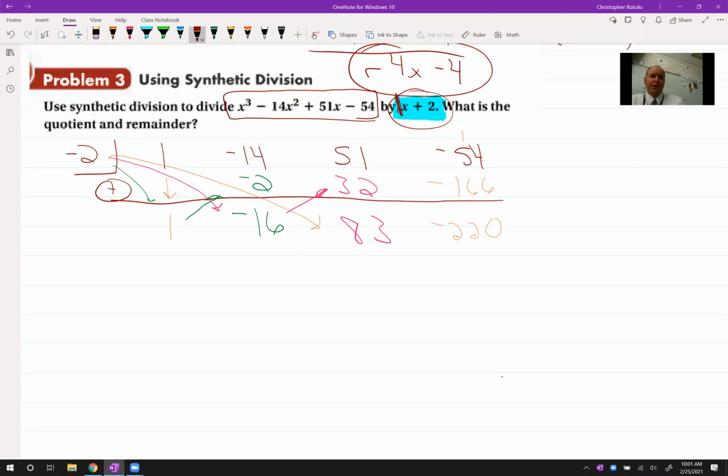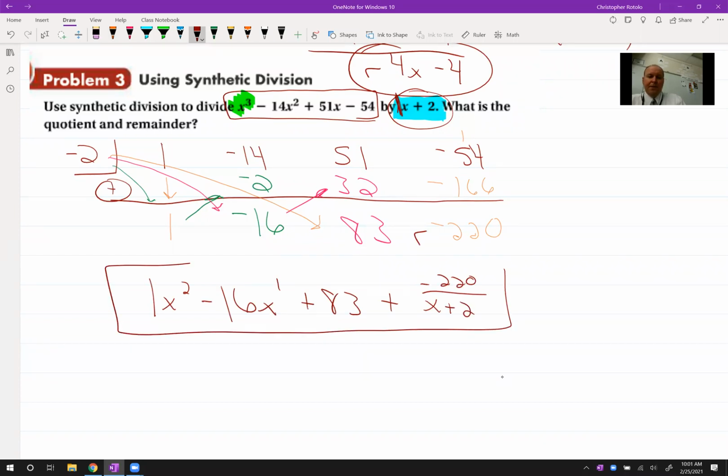Okay, so here's how it works. The last step: we started with x to the third power. Our answer is going to be 1 less. This is 1x squared minus 16x to the first plus 83, no x's. So this must be my remainder. So we're going to write plus -220 over top of x plus 2 for the remainder. And we have just divided it.